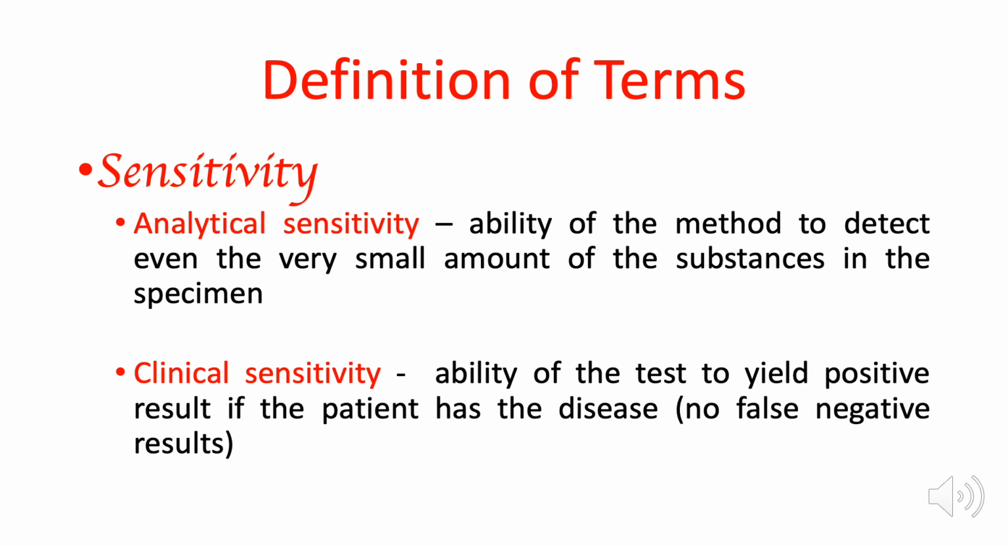A method is analytically sensitive if it can detect even the smallest amount of the analyte that you want to determine or measure in the sample of the patient. A method is analytically sensitive if it can diagnose the disease in its early or acute stage. And when you say the disease is in its early or acute stage, the amount of antigen and antibody are still very small. But if the method can detect them, then the method is said to be analytically sensitive.